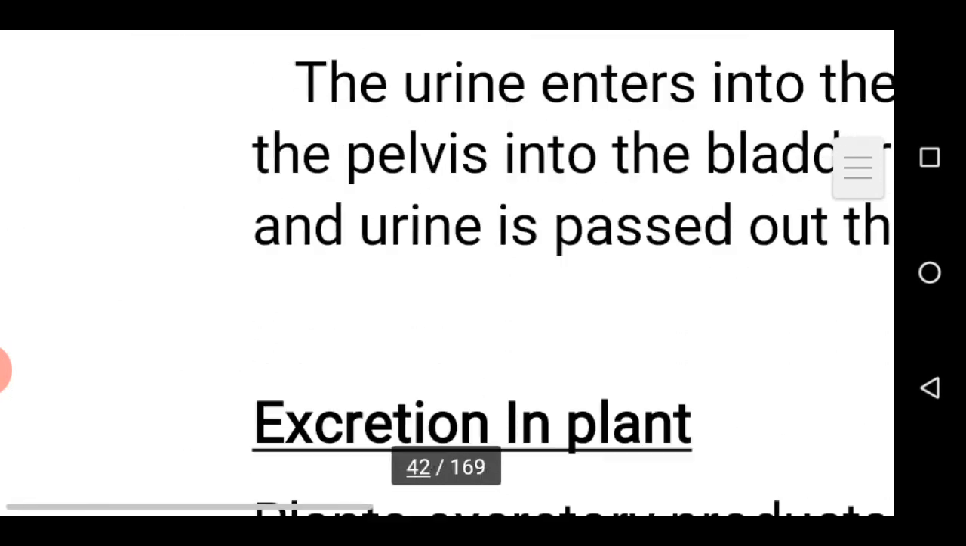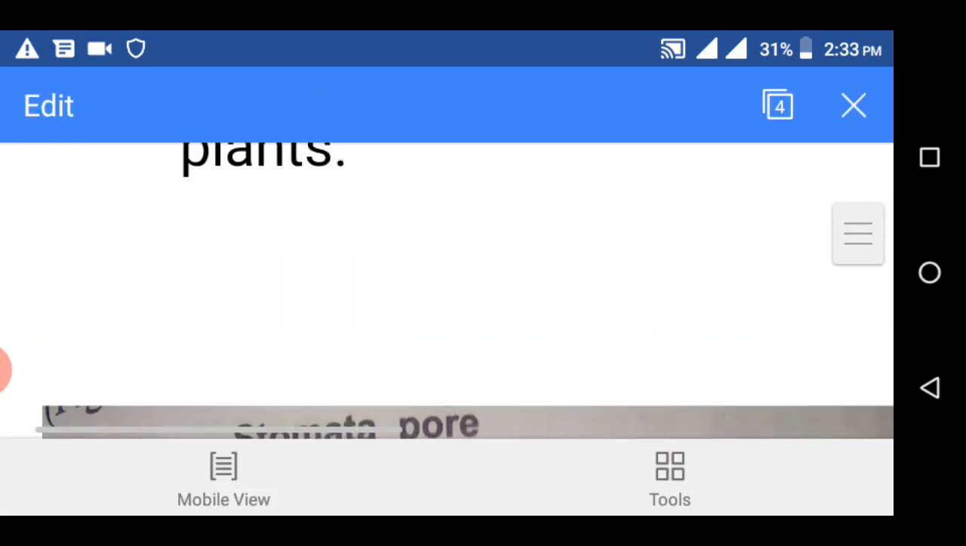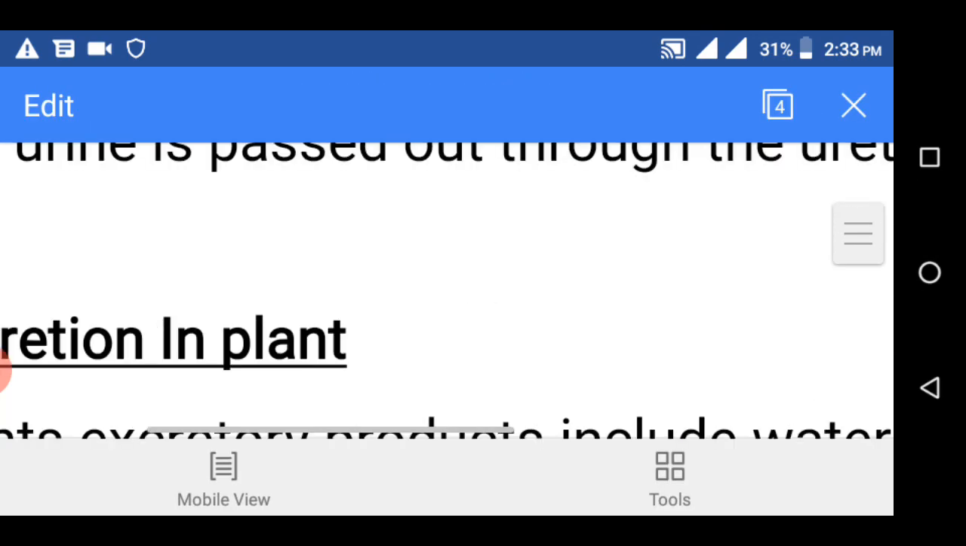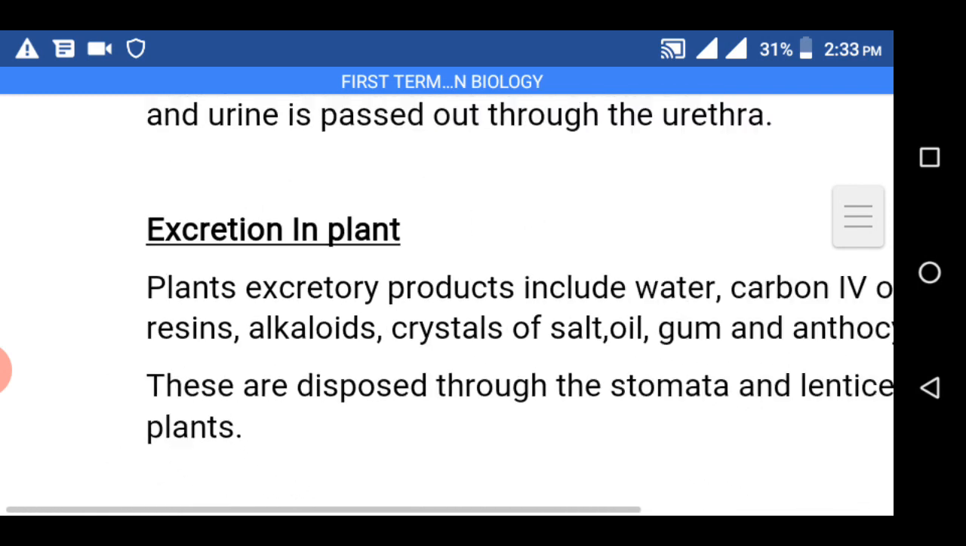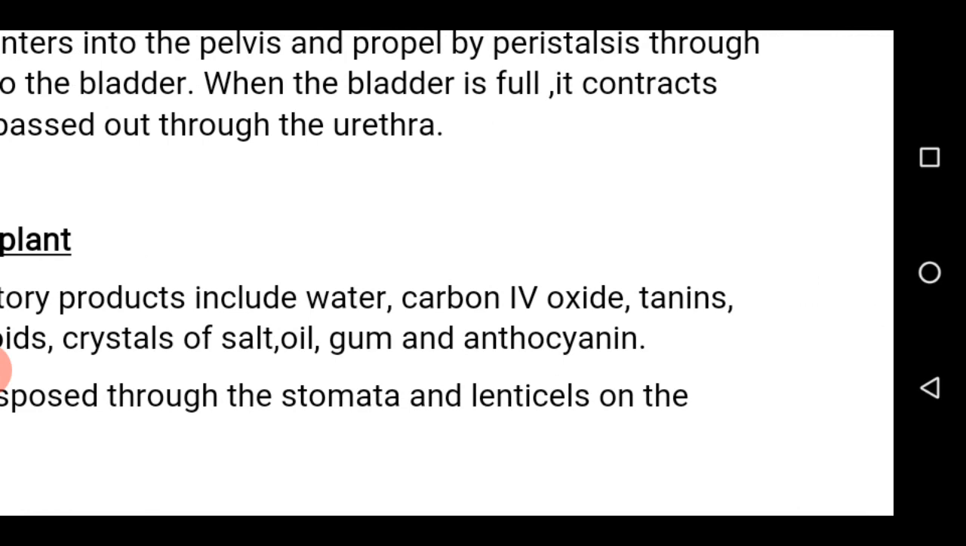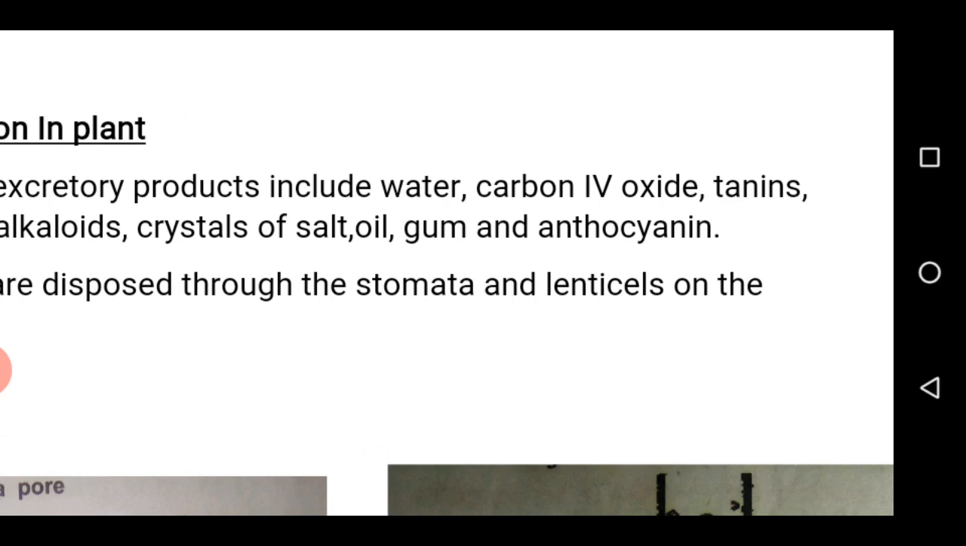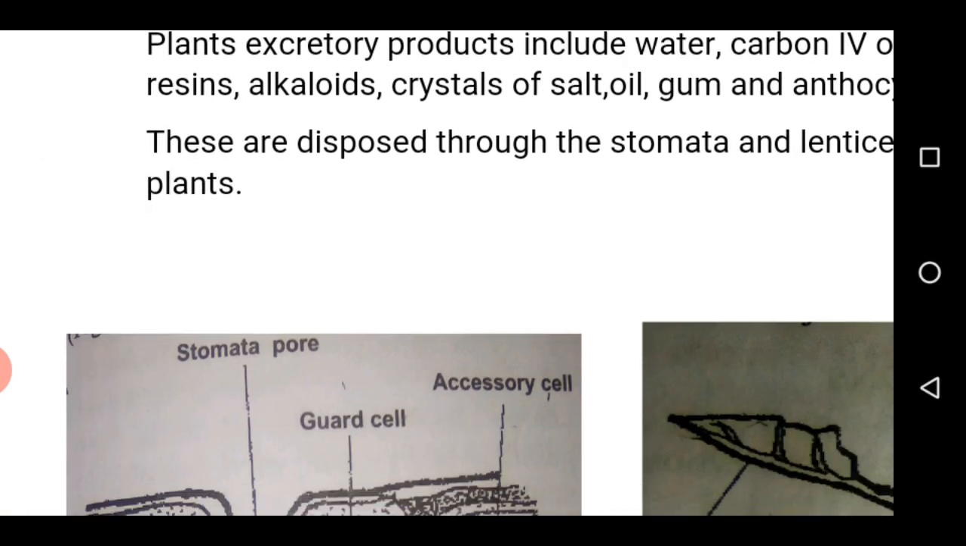Now, excretion in plants. Plant excretory products include water, carbon dioxide, tannins, resins, alkaloids, crystals of salt, oil, gum, anthocyanin, and so on. These are some of the waste materials produced by the plant that must move out of the body.